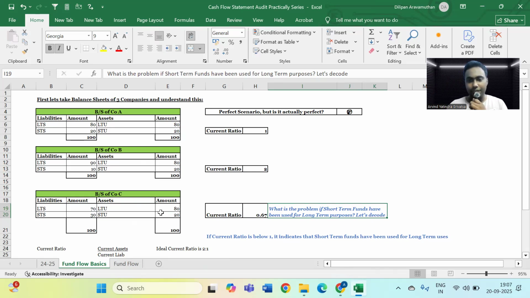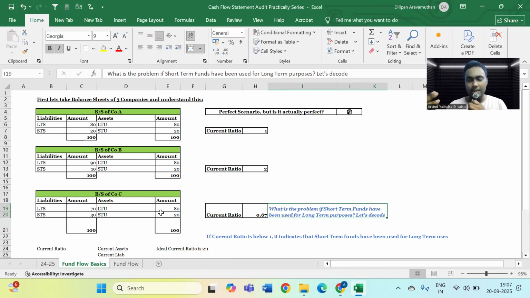So what would happen is, if I am using my short-term funds for long-term purposes, let's say I'm taking a bank overdraft and I'm using it to acquire property, plant, and equipment for the purpose of construction, my property, plant, and equipment itself would take maybe 1 or 1.5 years to get constructed, and the project would take, let's say, 1.5 years to get completed. Once the project is completed, only then will I be able to produce additional output. Only then will I be able to earn an amount.